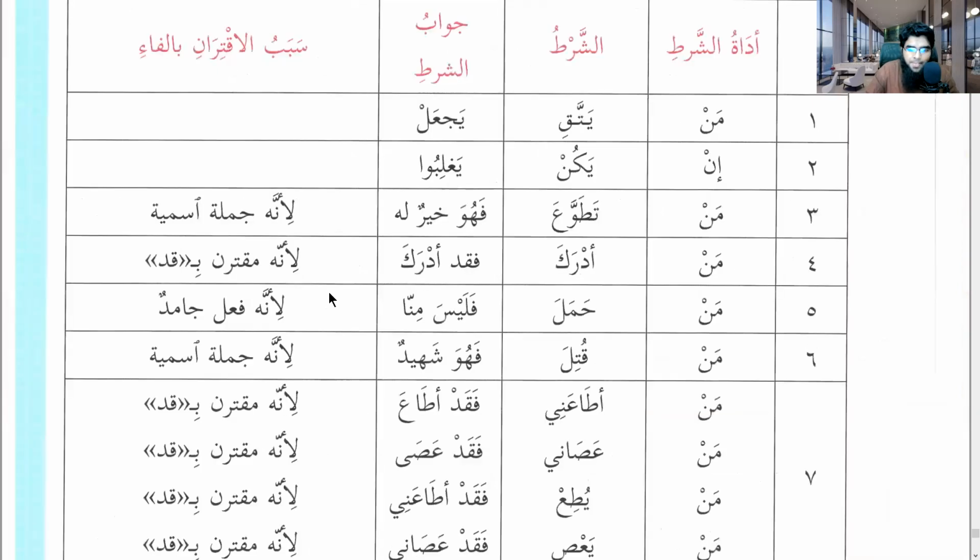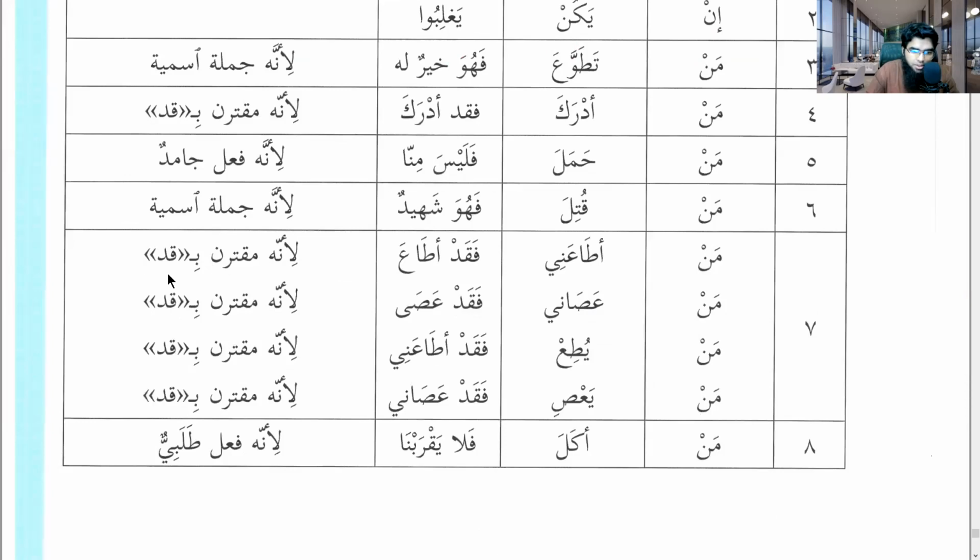قال عليه الصلاة والسلام من أطاعني فقد أطاع الله ومن عصاني فقد عصى الله. Whoever obeys me, he has obeyed Allah. Qad came, so put fa. من أطاعني, أطاع يطيع, to obey. فقد أطاع الله. So whoever obeys the Messenger of Allah sallallahu alaihi wasallam, he has indirectly or directly obeyed Allah subhanahu wa ta'ala. أطيعوا الله وأطيعوا الرسول. ومن عصاني, and whoever disobeys me, فقد عصى الله, he has disobeyed Allah. ومن يطع الأمير فقد أطاعني, and whoever obeys the Amir, the leader, he has obeyed me. ومن يعص الأمير فقد عصاني, and whoever disobeys the leader, he has disobeyed me. So all these, because of qad you have fa.